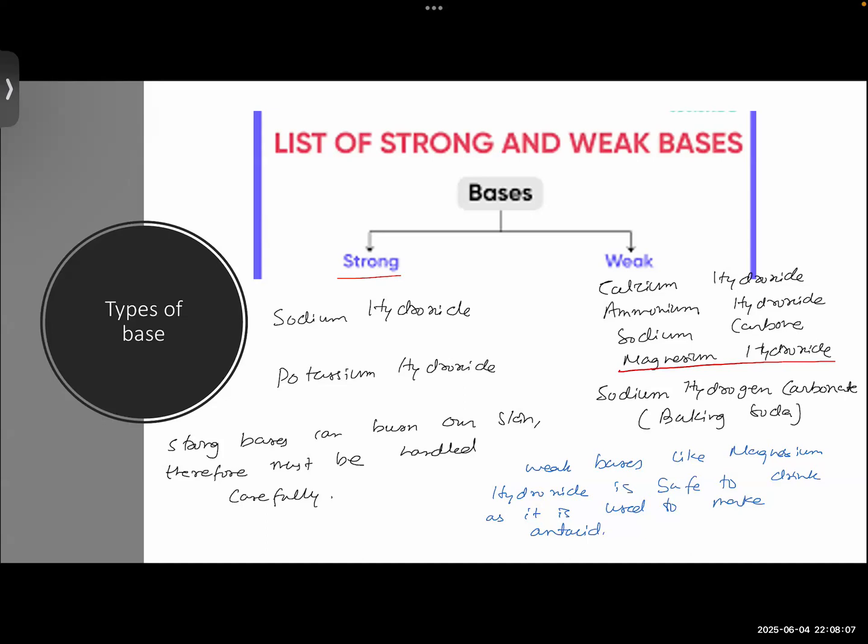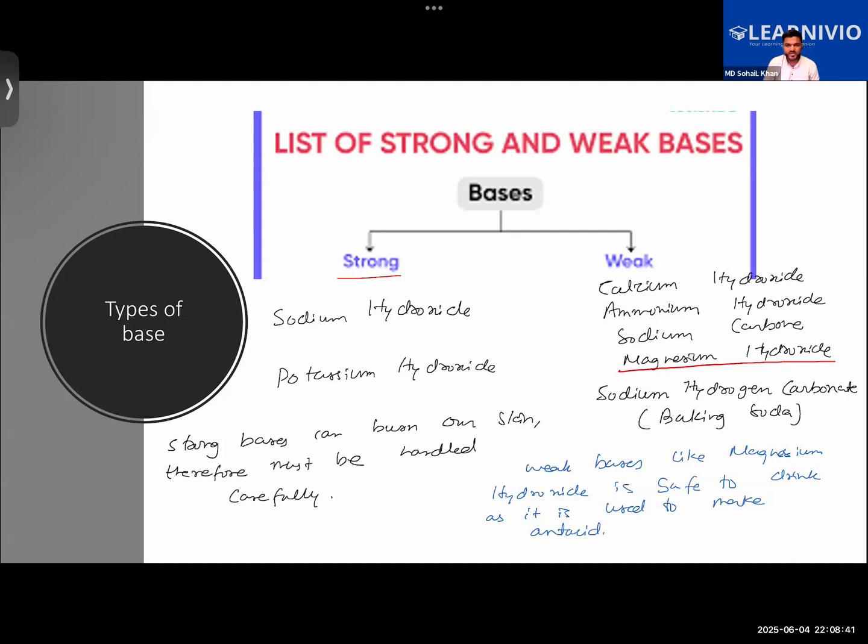Sir, bases are, we can taste them. Can we taste them? Not all of the bases can be tasted. Some of them can be tasted, some of them are safe. Although it does not mean that we start eating them.